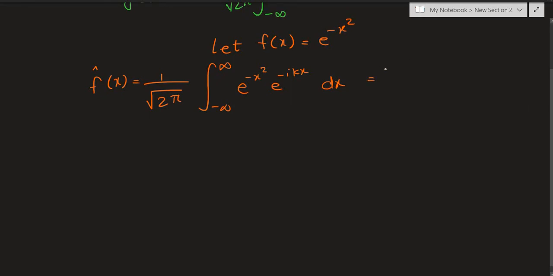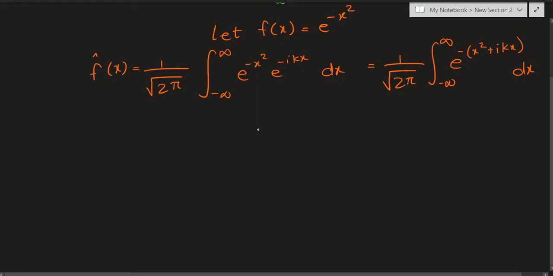So now notice that by the rules of exponents, we have 1 over square root of 2 pi times the integral from negative infinity to infinity of e raised to minus, we can take the minus as a common factor, and then we add the powers, x squared plus i kx, dx.